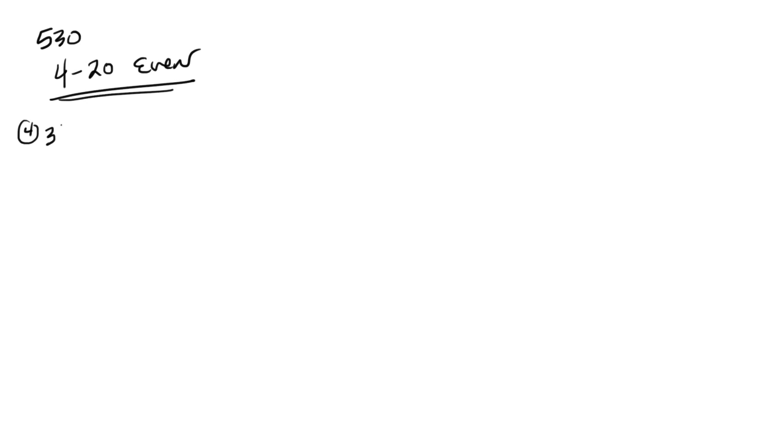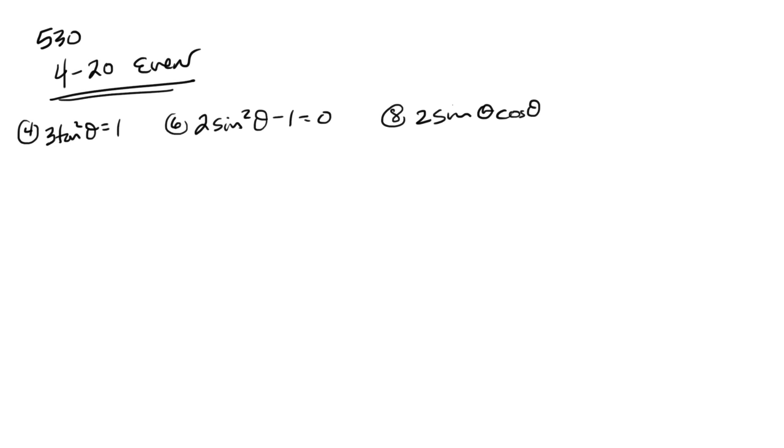So here's question 4. 3 tan squared equals 1. Question 6. 2 sine squared minus 1 equals 0. Number 8. 2 sine cosine plus cosine. All of these are from 0 to 360. And you should get nice answers for these.